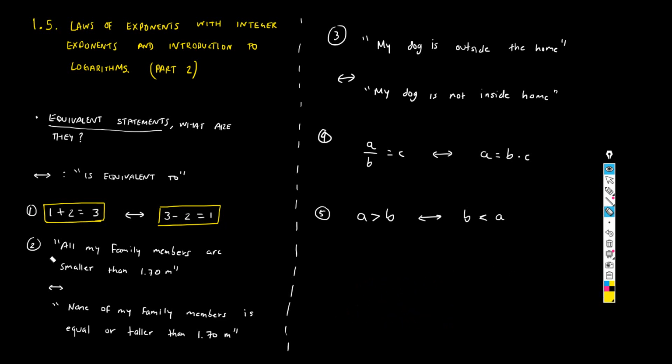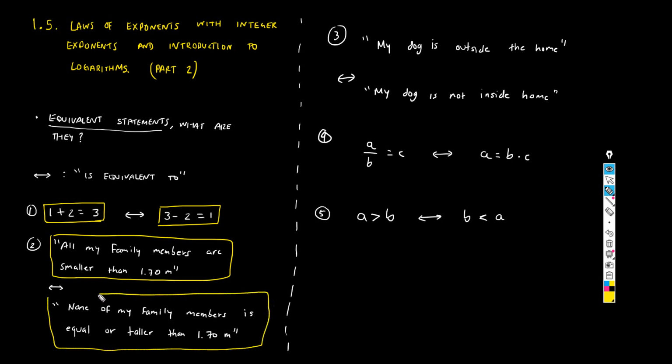Next example. Number 2. It says, all my family members are smaller than 170 meters. That's a statement. That's an affirmation. You see? So all of this is a statement. Now that's equivalent to saying that none of my family members is equal to or taller than 170 meters. All of this statement carries the same information as this one, but with different words, with a different perspective, right?